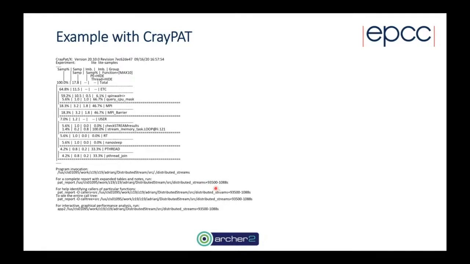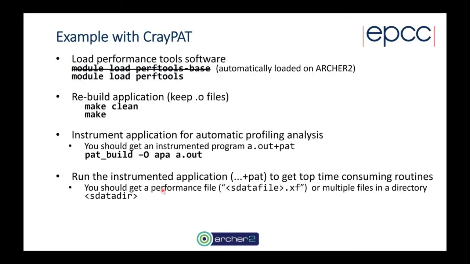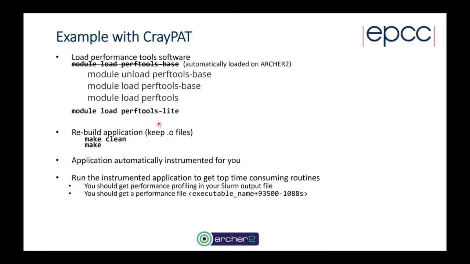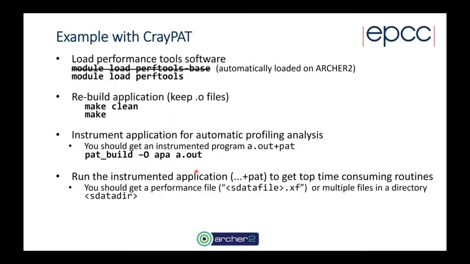Craypat also saves you a bunch of data in a directory, as you can see down here. It's the application name and then a set of numbers and letters at the end. And you see, Craypat is telling me I can do things with this. I can do a pat_report to get identified calls of particular functions, to see the full call tree, to get a full report of expanded tables and notes. And I can also load it up in a graphical interface called Apprentice2, App2. Once you've done that, so this is doing automatic sampling profiling, we can also do tracing profiling or automatic profile analysis using Craypat. So we build our application with the perf tools module loaded.